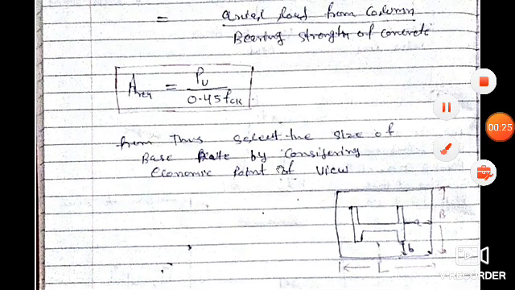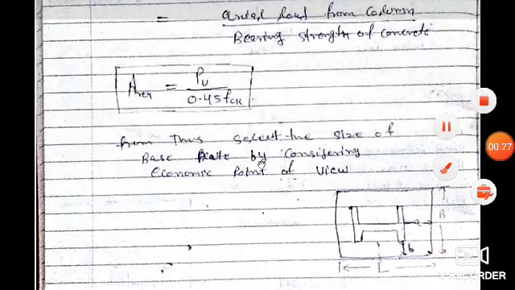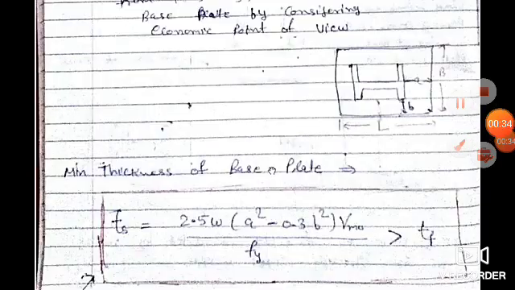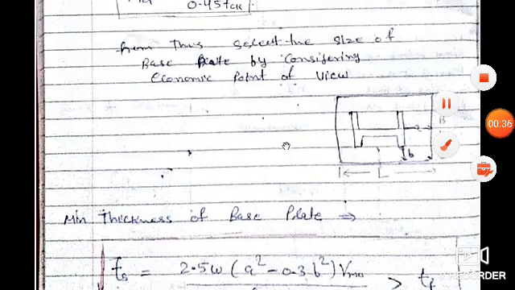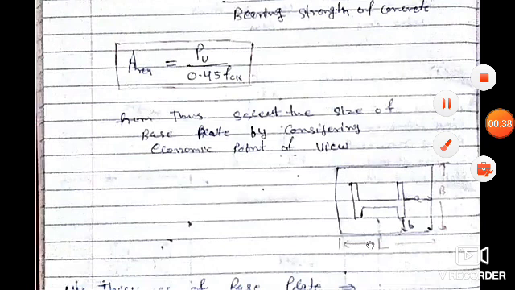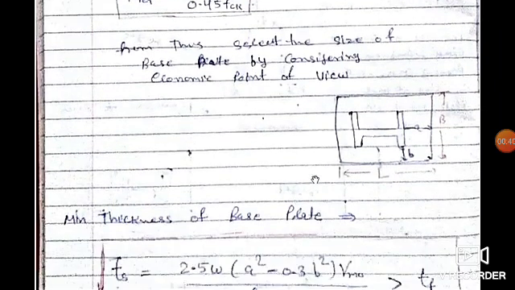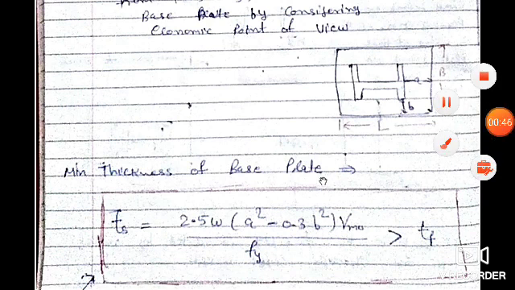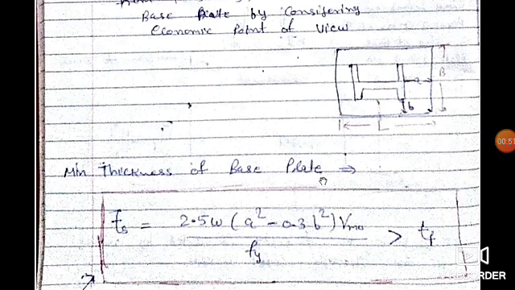Okay, so the suitable dimensions we'll find out, and we'll select the best plate size, slab base, from the steel table. So what is the minimum thickness of base plate? The base plate length you can see. In the steel book, the plate size is given according to L into B into T. So thickness is also very important, right?